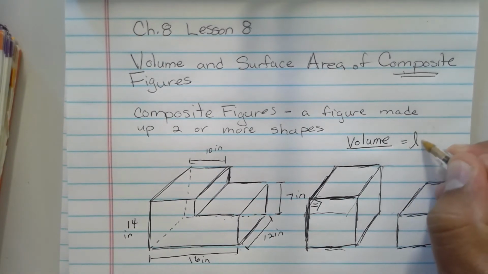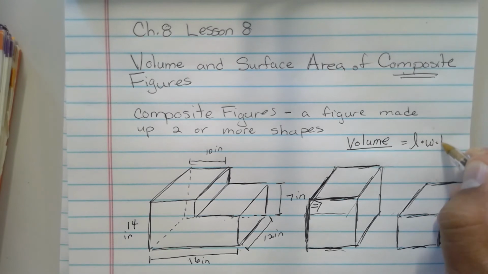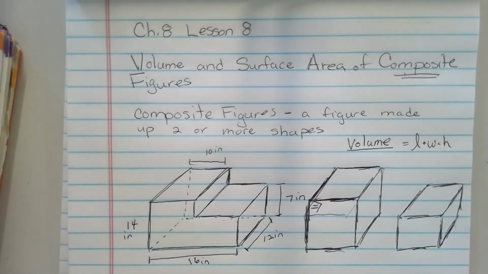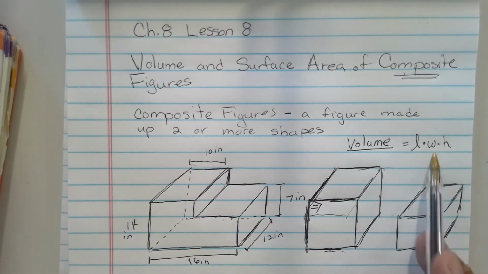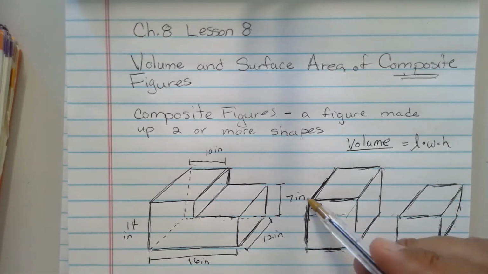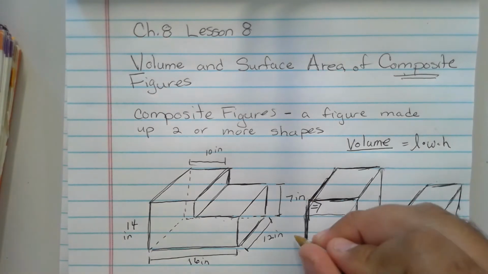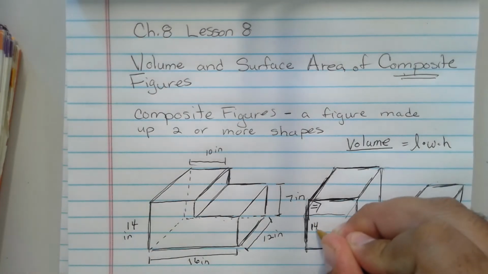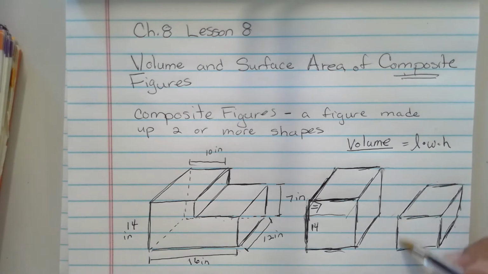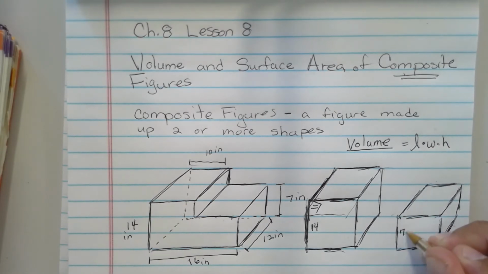Notice for the prisms, in order for you to find the volume, the volume is equal to what? Length times width times height. So we need three numbers here. The height here is going to be what? 14. I'll write 14 here. The height for this one will be what? 7. I'll write 7 here.